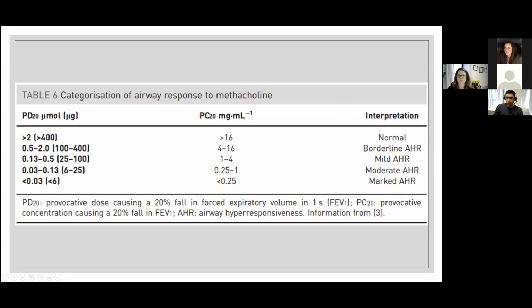Normally we use the PC20, but lately, based on the European Respiratory Society guidelines, I've been taking into account both the PD20 and the PC20. In my opinion, it's easier to follow the PC20. But as you can see, based on the different values listed, there's different degrees of interpretation when it comes to the airway hyperreactivity.